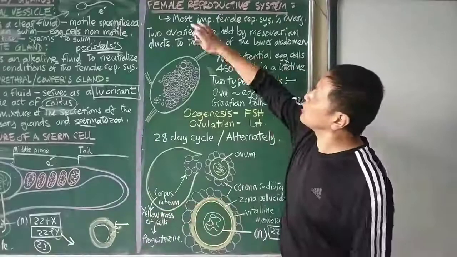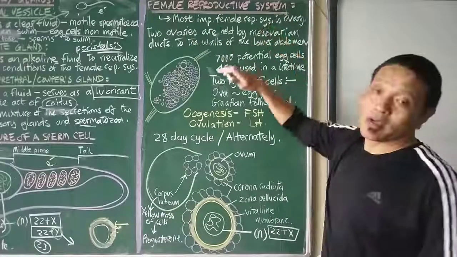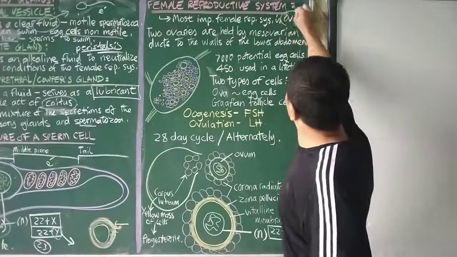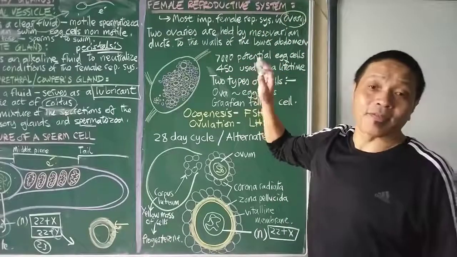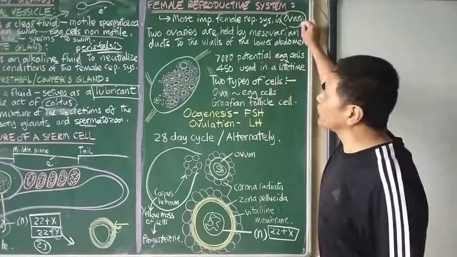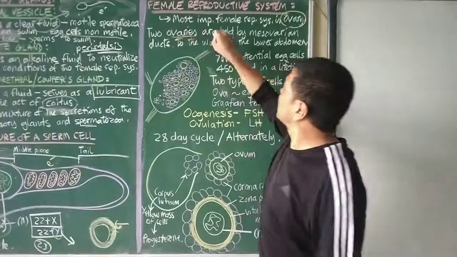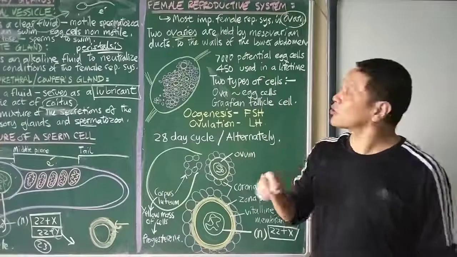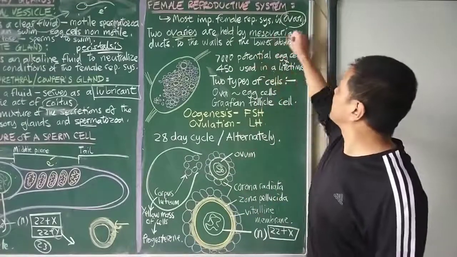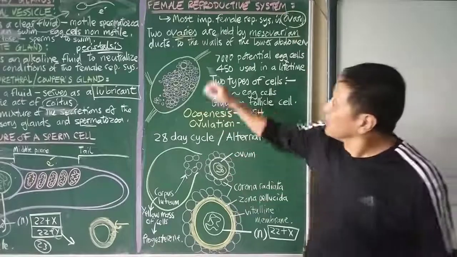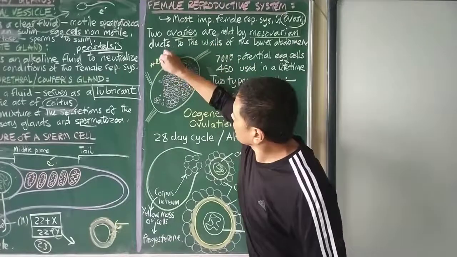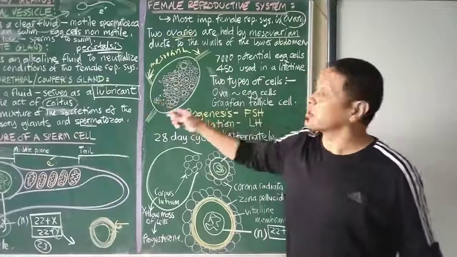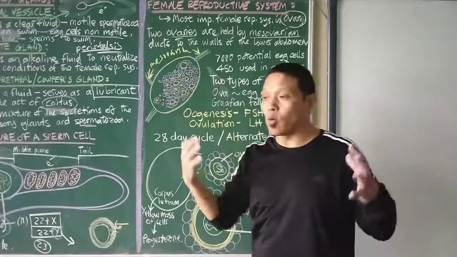And we move on to the female reproductive system. The most important organ in the female reproductive system is the ovary. The two ovaries are held to the lower abdomen by ligaments known as mesovarian ligaments, which attach or hold the ovary to the walls of the lower abdomen.